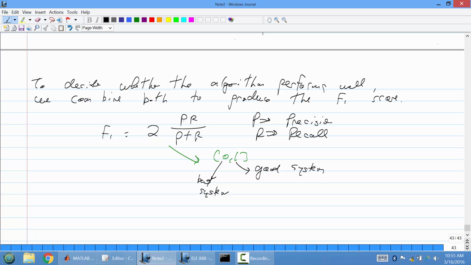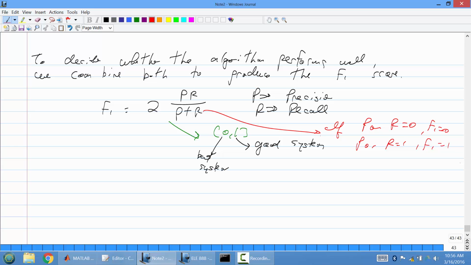Okay, so if any one of these numbers is 0, then the score is going to be 0, and if any of these are 1, then the score is going to be good as well. So, if P or R equals 0, then the F1 score is 0. And if P and R are equal to 1, then the F1 score is going to be 1. Okay, whatever, but it's fine. So the better the F1 score, the better the performance.